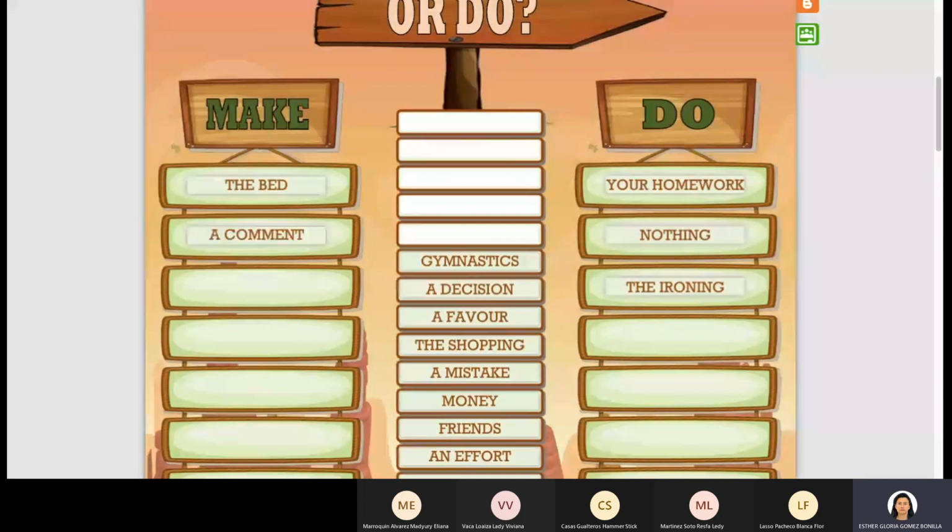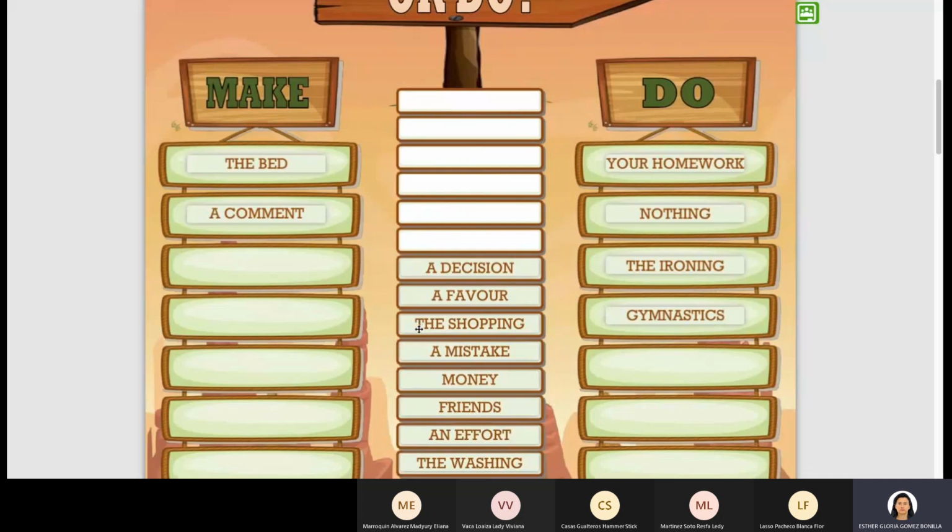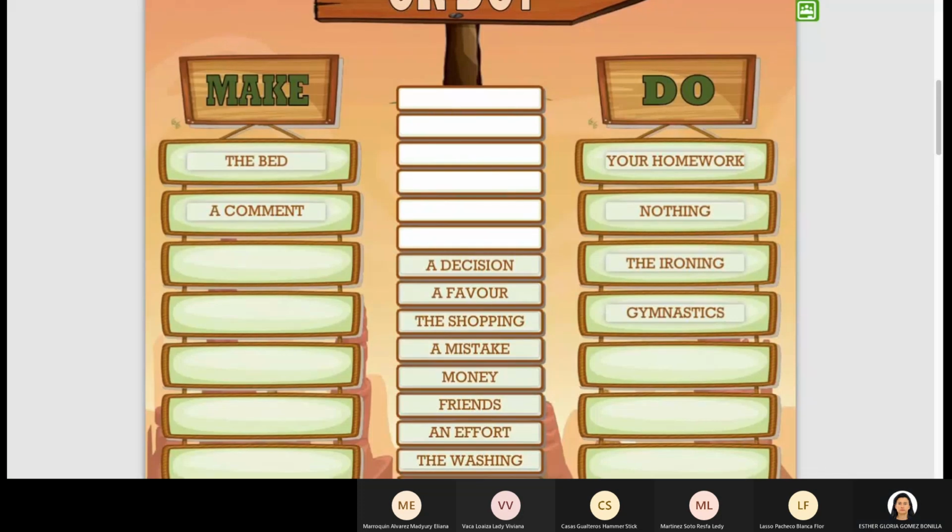Gymnastic exercises. Remember that I said gymnastic exercises. Make gymnastics or do gymnastics? Do, teacher. Do, very good. Do gymnastics, very good. What about a decision? Make a decision or do a decision? Make. Make a decision or make a comment, very good.